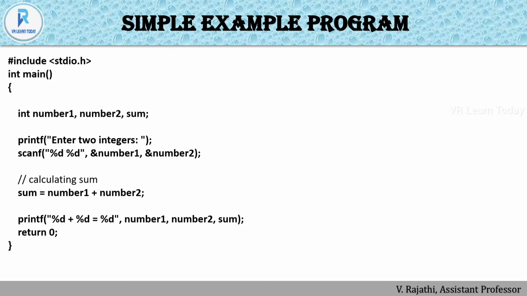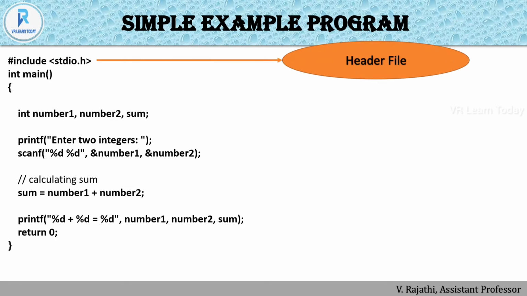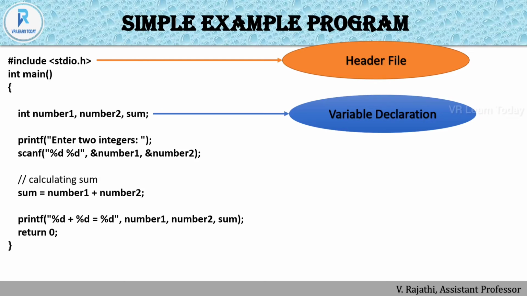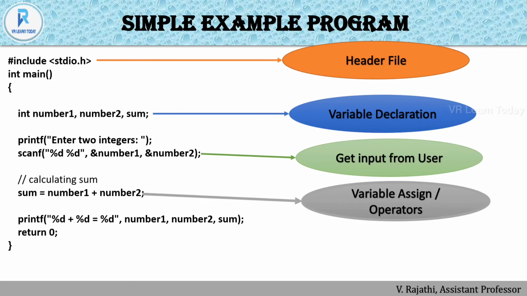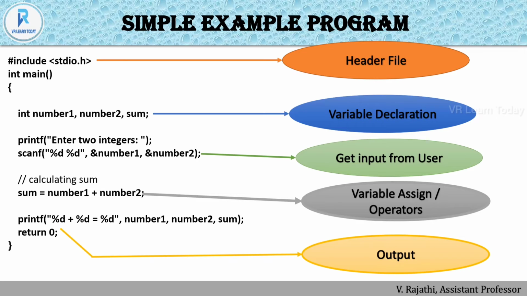So let's see some example programs. As usual, the header file and main function, and after that the declaration part. We want to print this line, enter two integers. So that's why I'm using the printf function, and after that the scanf function, and the calculation is nothing but processing data. Okay, and finally I'm going to print the output. So this is the header file. This is the variable declaration. This is getting input from the user, and this is the variable assignment and operators. This is nothing but the processing of data, and this is the output.